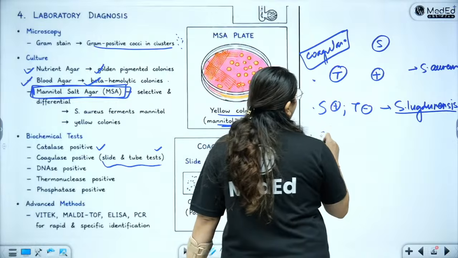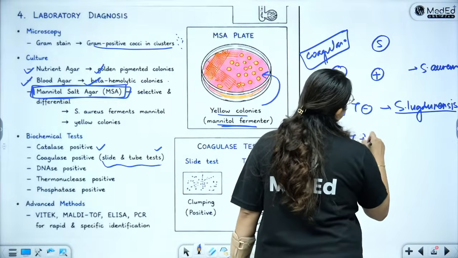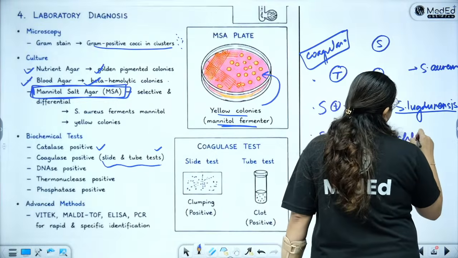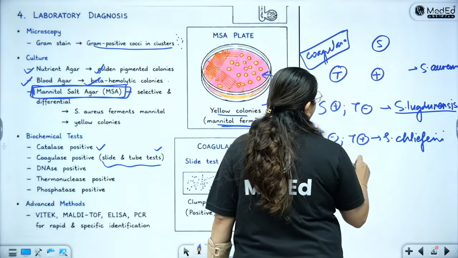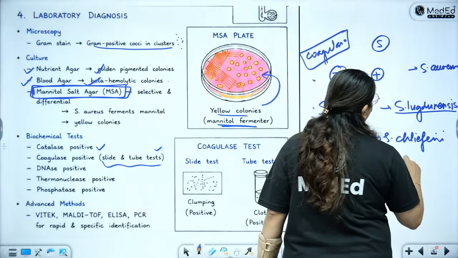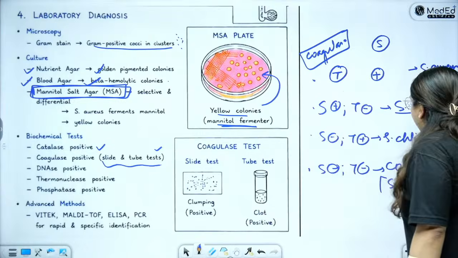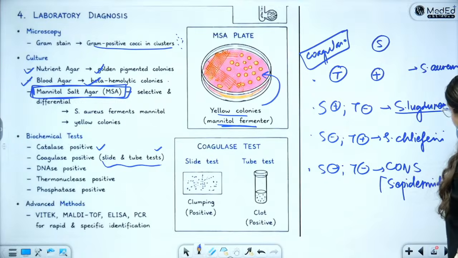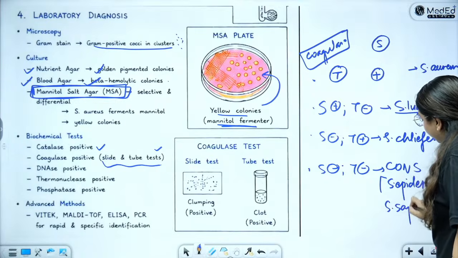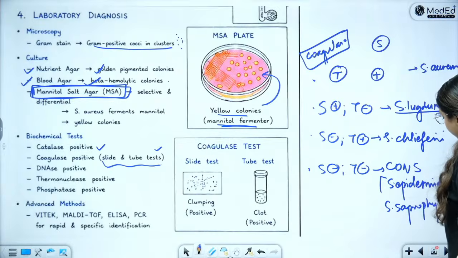Then you have the other one which is slide negative but tube positive, and that is Staphylococcus schleiferi. And then finally, you have both slide and tube negative, which are the true CoNS, your Staph epidermidis and your Staph saprophyticus, both of which we are going to discuss after 1 or 2 slides, right? So, after 1 or 2 slides, we are discussing both of them as well.